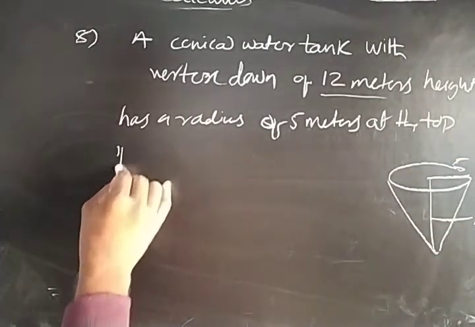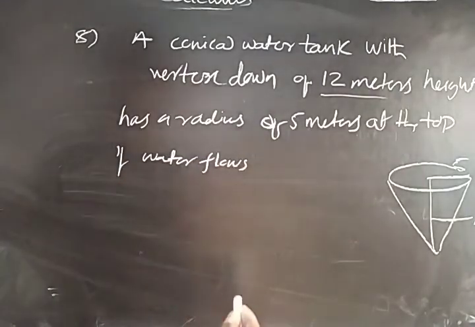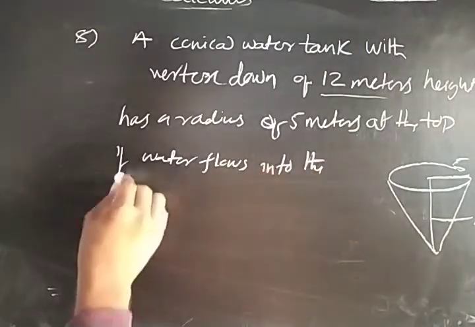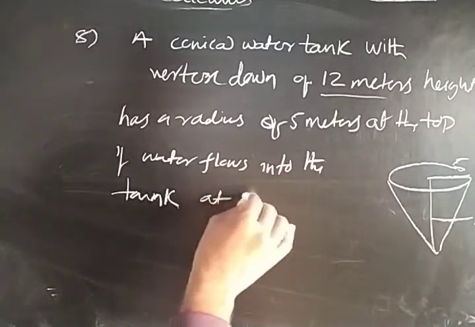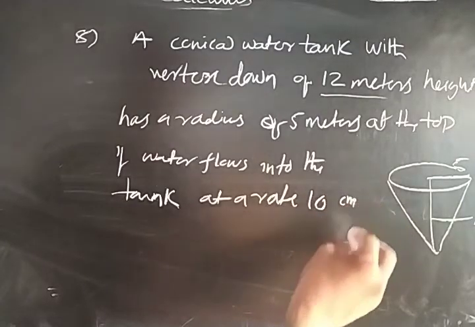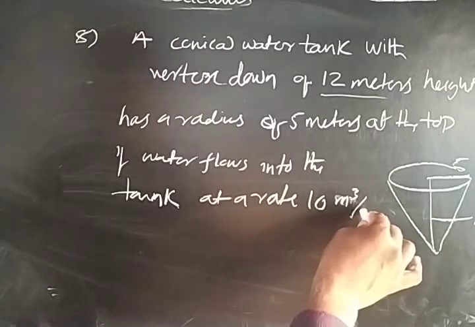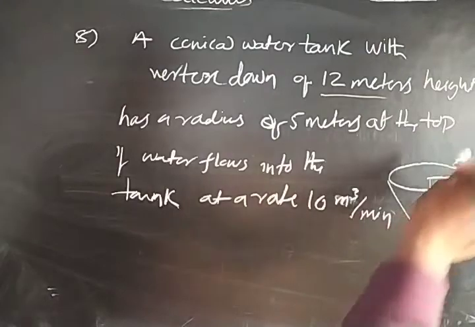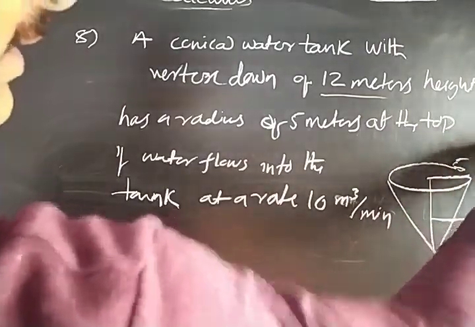If water flows into the tank at a rate of 10 cubic meters, that means meter cube per minute. So meter cube per minute means it is dV by dt. So dV by dt is also given, dV by dt with respect to time I am writing here 10. Okay.